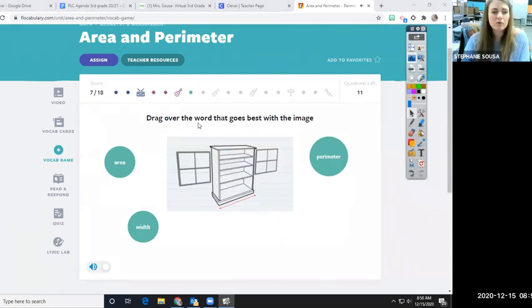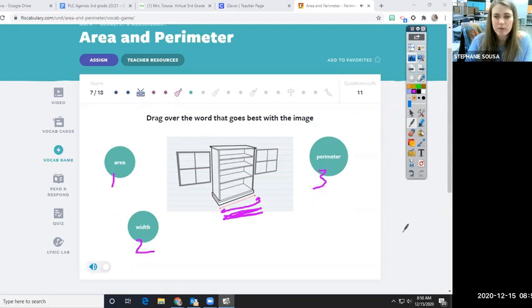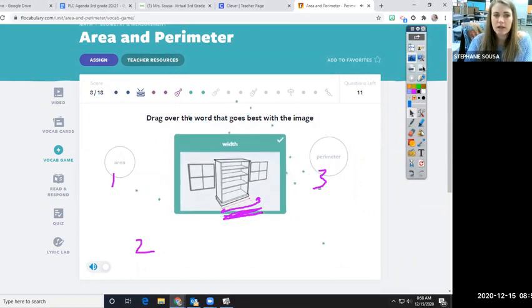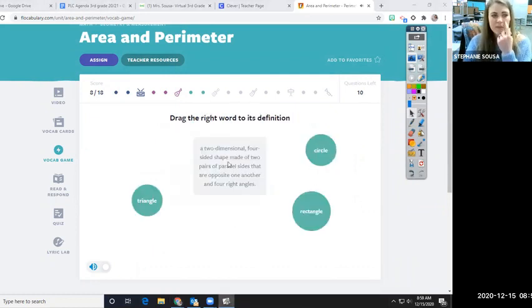All right, drag the word that goes best with the image. Here is that dresser we were just talking about between those 2 windows. Are these arrows right here, this part, showing its area, its width, or its perimeter? It's just one side of the dresser, people. Very good, that is the width. One dimension of it is the width.